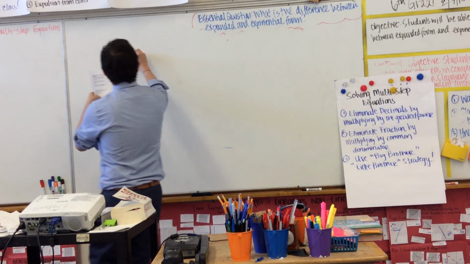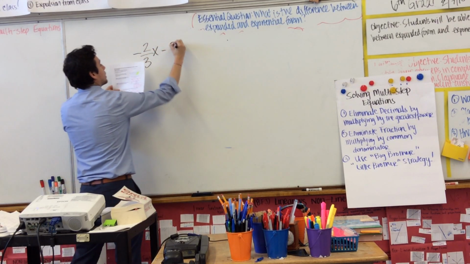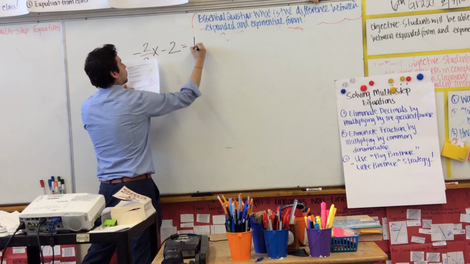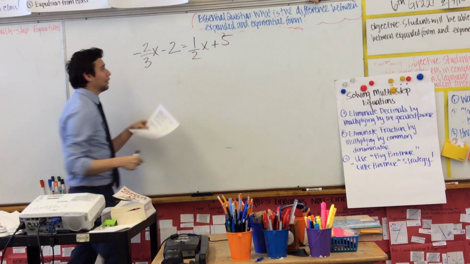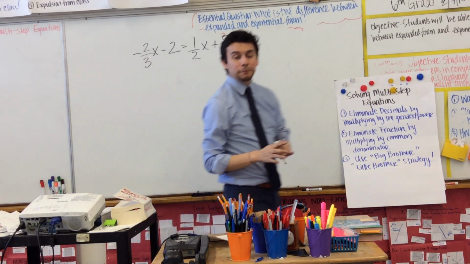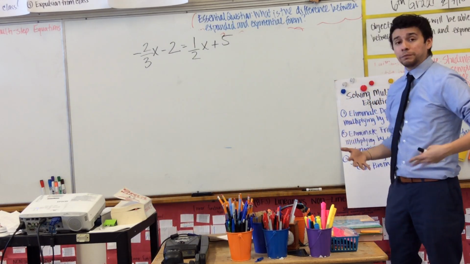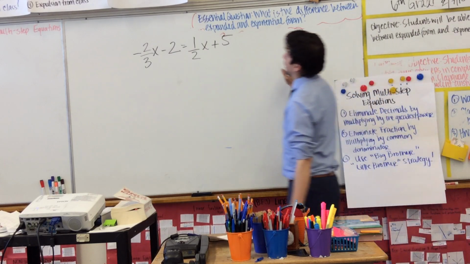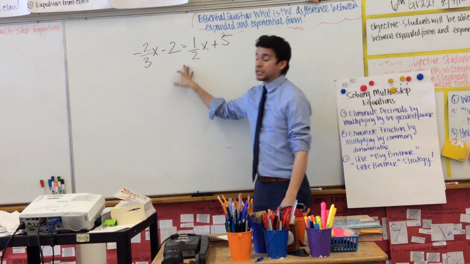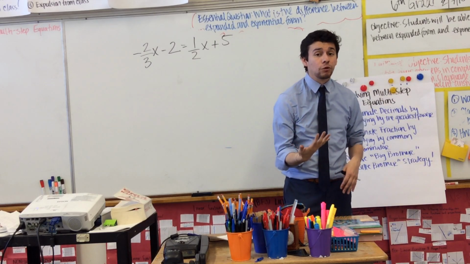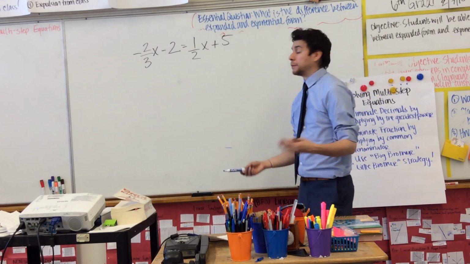We have negative 2/3 x minus 2 equals 1/2 x plus 5. Oh, spicing it up. Once again, we check if you have decimals. Do we have decimals? We don't, which is good. Now you look at your fractions, look at the denominators. Do they have the same denominator? They don't, unfortunately. Therefore, we have to look for the least common multiple.